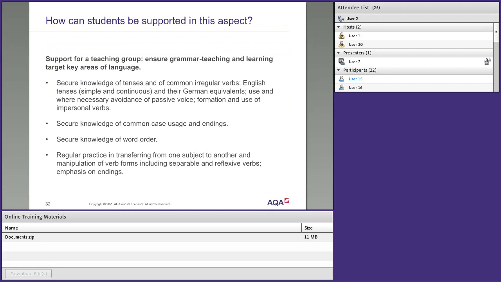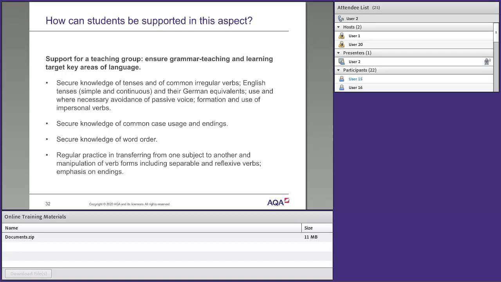So how can we support students in this? Looking first of all at the support for your group as a whole, we need to ensure that grammar teaching and learning target key areas of language. So secure knowledge of tenses and common irregular verbs. We saw that with the lauft there, for example. English tenses, the simple and the continuous, and their German equivalents. The use and, where necessary, the avoidance of the passive voice, and the formation and use of impersonal verbs. Again, we saw quite a few in there that they need to know and be confident to use.